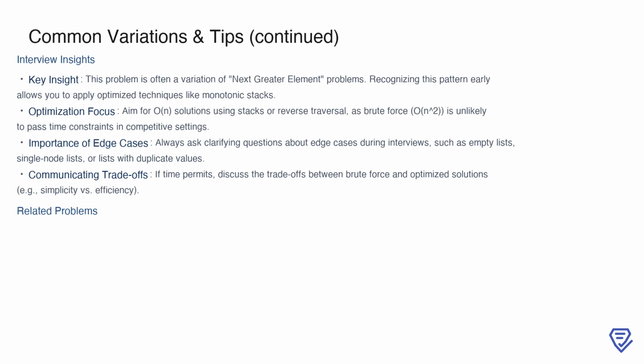In interviews, this problem is often presented as a variation of the next greater element family of problems. Recognizing this pattern early can help you leverage optimized techniques like monotonic stacks. A key focus should be on achieving O(n) solutions, as brute force methods with O(n²) complexity are too slow for competitive scenarios. It's also important to consider edge cases, such as empty lists, single node lists, or lists with duplicates, and ask clarifying questions to ensure you understand how to handle them.